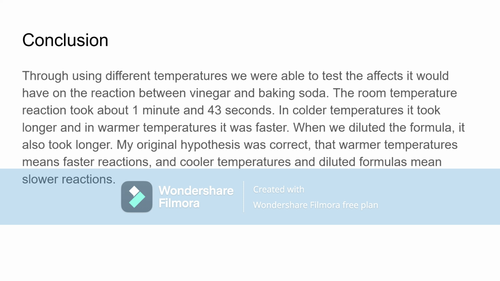So my conclusion was that through using different temperatures, we were able to test the effects it would have on the reaction between vinegar and baking soda. The room temperature reactant took about 1 minute and 43 seconds, at colder temperatures it took longer, and at warmer temperatures it was a lot faster. When we diluted the formula, it also took longer, and all of this is correct with my original hypothesis that warmer temperatures mean faster reactions, and cooler temperatures and diluted formulas result in a slower reaction.